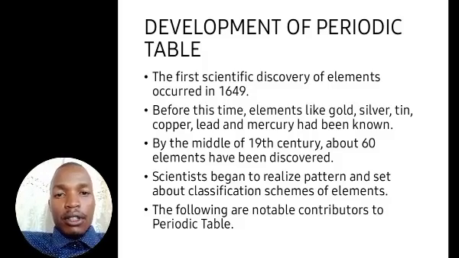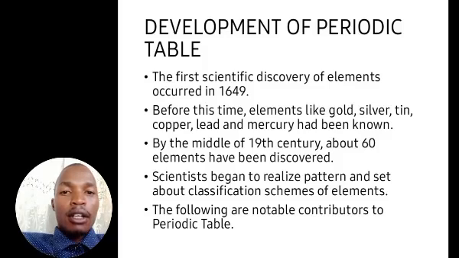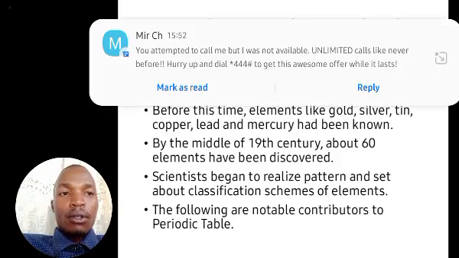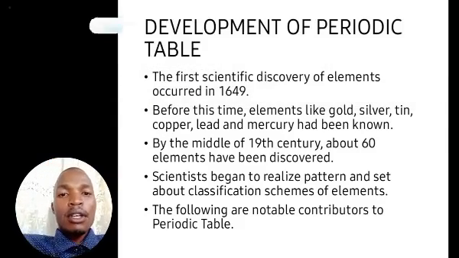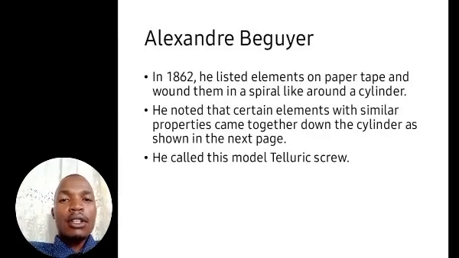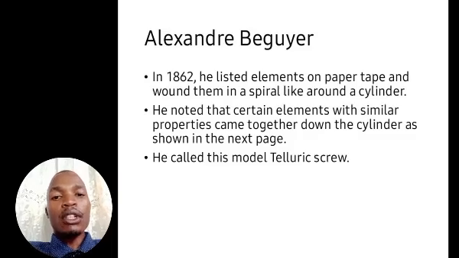By the middle of the 19th century, about 60 elements had been discovered by scientists, and now these scientists began to realize patterns, and they came up with the idea of classifying these elements in schemes. These scientists are discussed in the following slides. We have about 4 scientists who contributed to the development of the current periodic table.